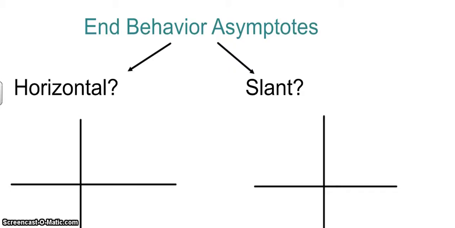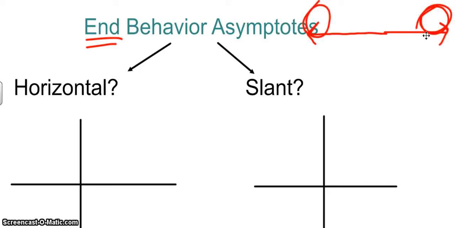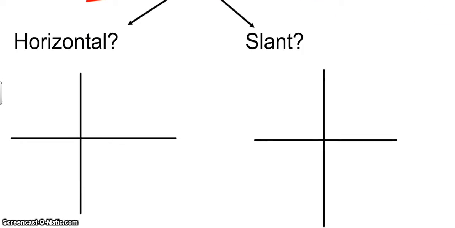So, end behavior refers to what is happening at the ends of your graph. As x gets really big towards infinity, or as x gets really big towards negative infinity, what's going on out here on your function? Well, there's two different types of end behavior asymptotes that exist. The first is a horizontal asymptote.